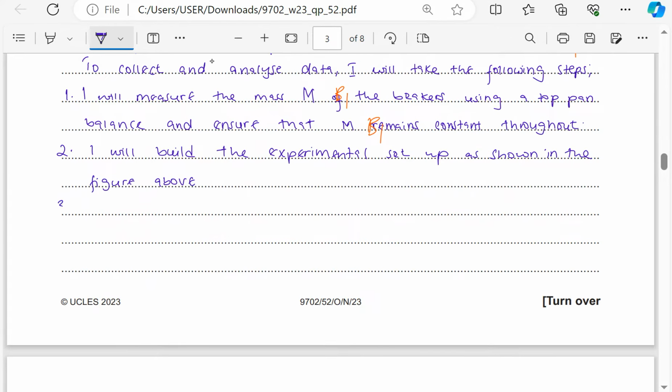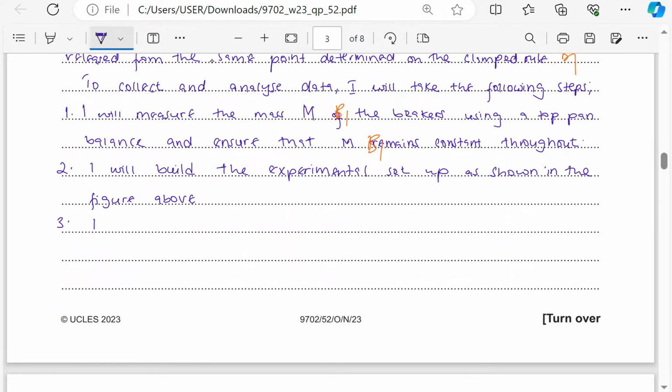Step number 3. Remember you had to ensure that the ruler is vertical. The mark has already been given in the diagram because you have put a set square, but you can still write it here. I will ensure that the rule is vertically clamped.